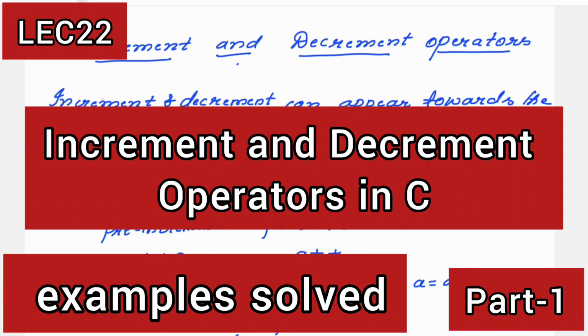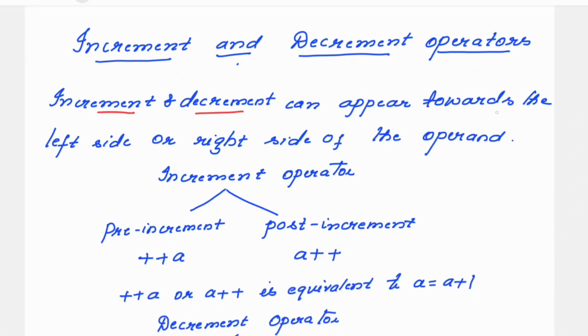Today's topic of discussion is increment and decrement operators. So let me explain this particular operator with examples. Increment and decrement operators can appear towards the left side or right side of the operand. First, before explaining this statement, I would like to tell that these increment and decrement operators are unary operators. So unary operators are always used with only one operand.